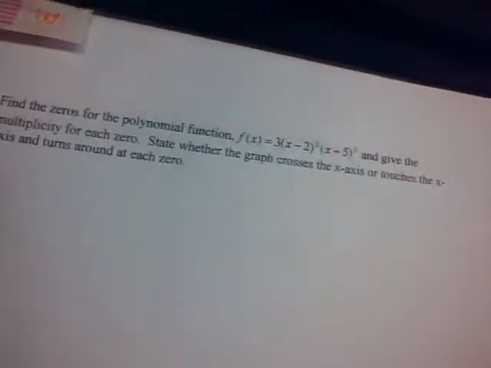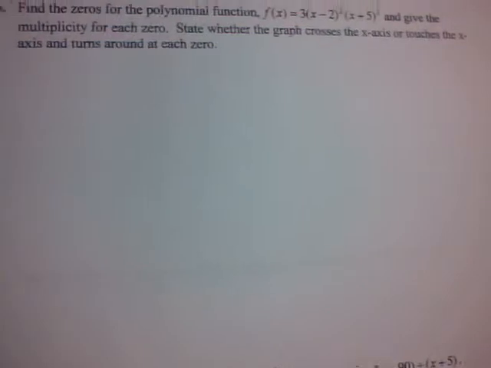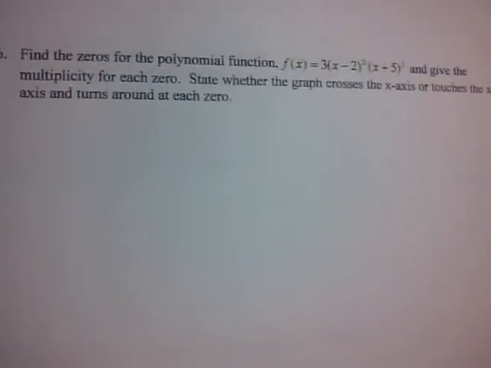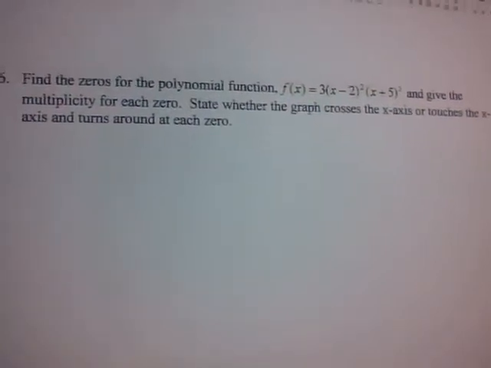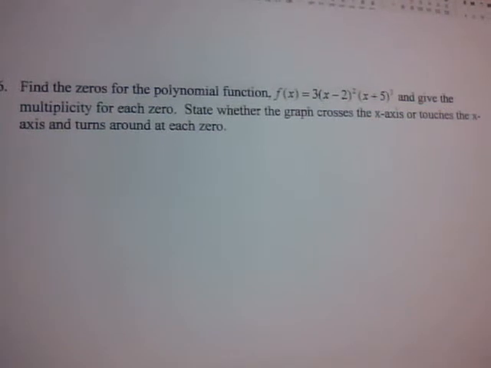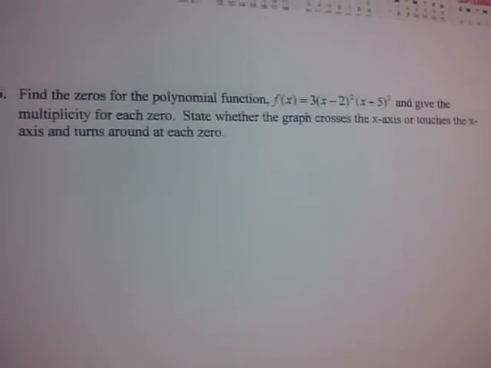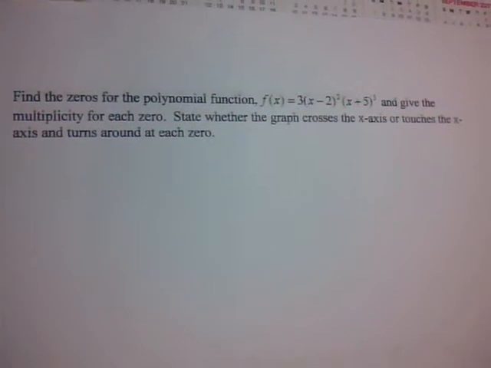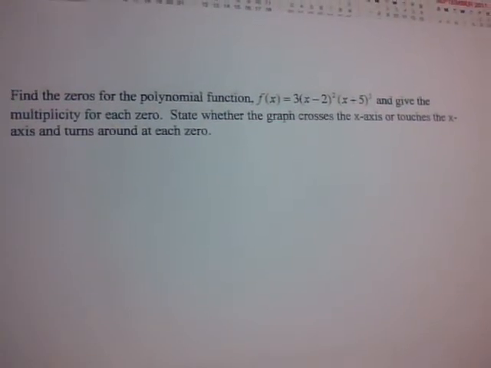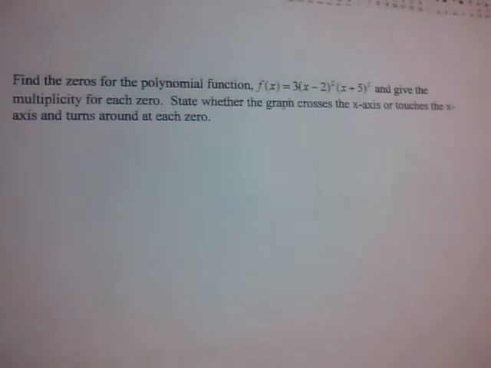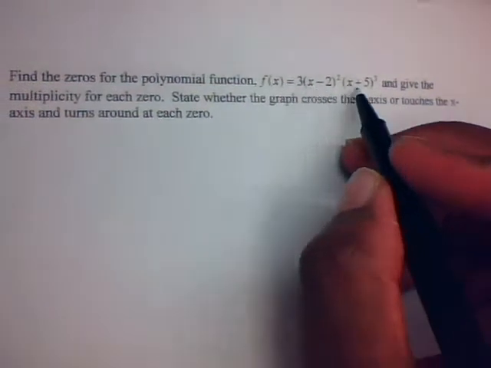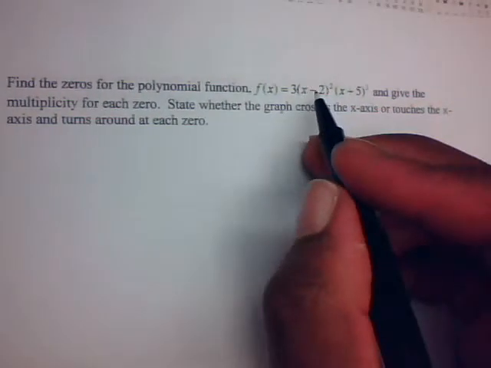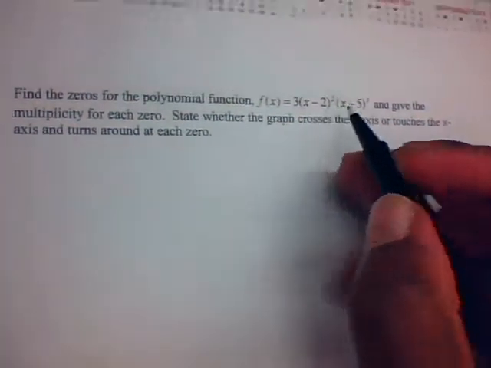Okay. Question 6. Here we're going to find the zeros for the polynomial function f of x is equal to 3 times the quantity x minus 2 squared times the quantity x plus 5 raised to the 3rd, and give the multiplicity for each zero. And here you want to state whether the graph crosses the x-axis or touches the x-axis and turns around at each zero. Okay? The function is already factored out for you, so what we're going to do is take each binomial factor and set it equal to 0.